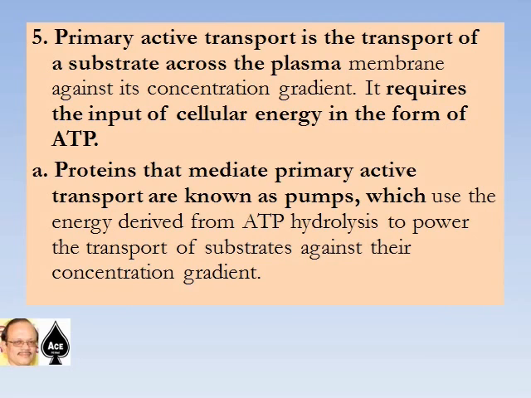Primary active transport is the transport of a substrate across the plasma membrane against its concentration gradient. It requires the input of cellular energy in the form of ATP. Proteins that mediate primary active transport are known as pumps, which use the energy derived from ATP hydrolysis to power the transport of substrates against their concentration gradient.